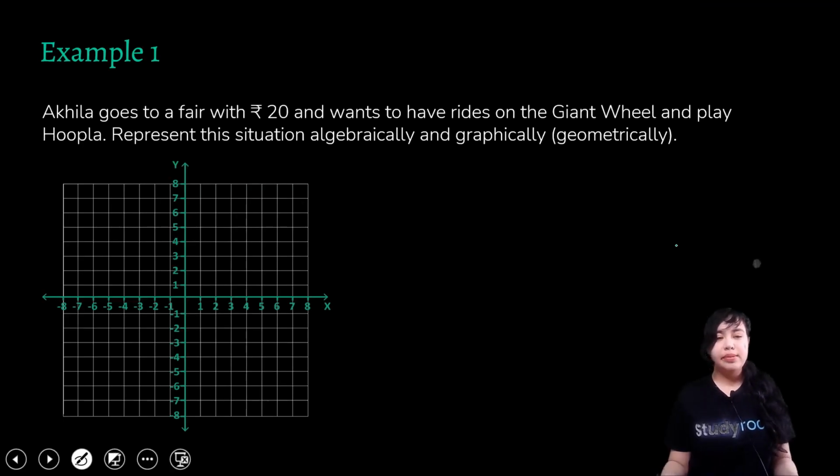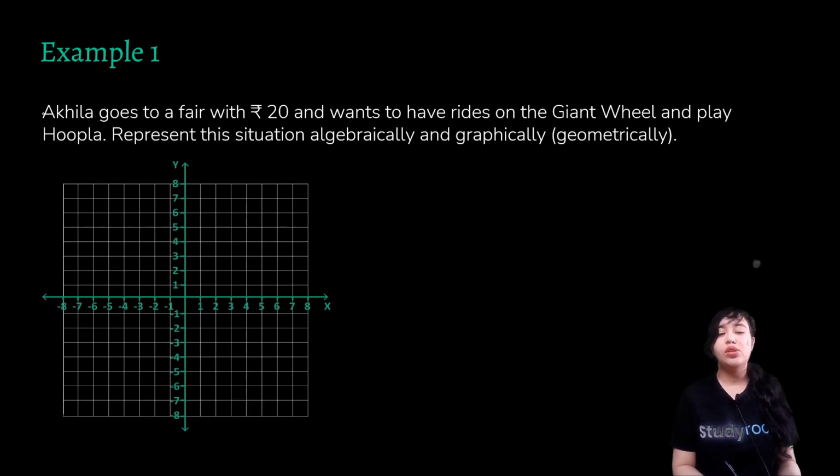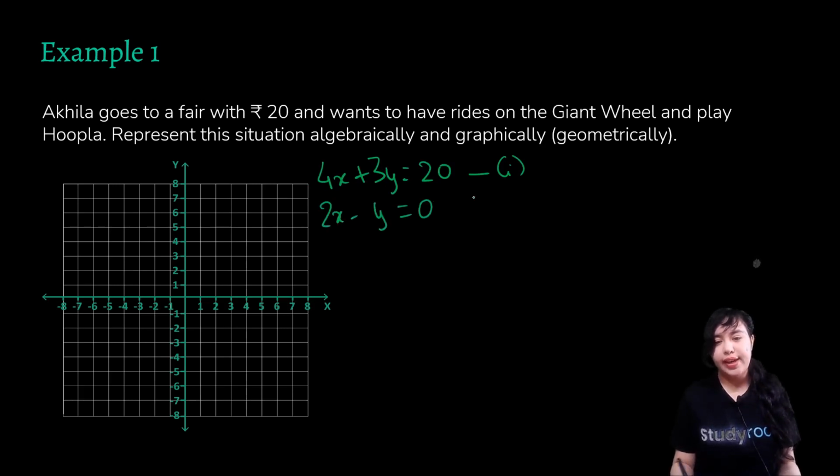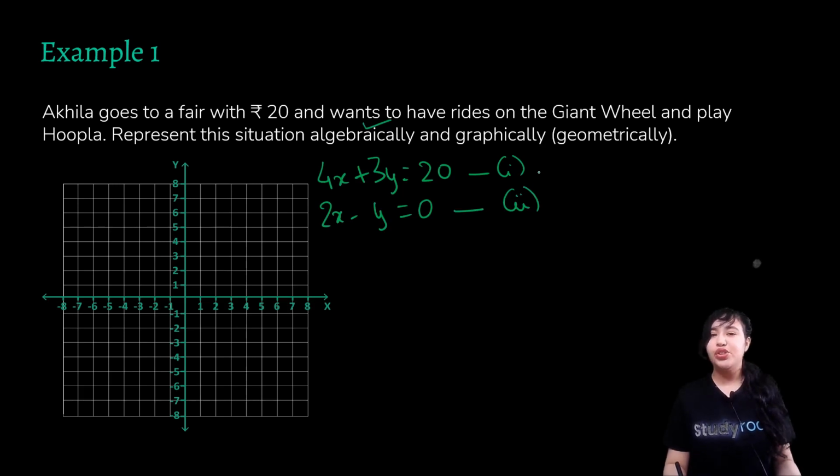Now let's have some examples. It's the same case where we were talking about Akhila, and here what I want you to do is to quickly refer to that part of the video and write those equations again where we discussed that in further detail. So 4x plus 3y is equal to 20. This is my first equation. And the second equation was 2x minus y is equal to 0. So if you are asked to represent this situation algebraically, you've already done that, because algebraically, all you need to do is write the two linear equations.